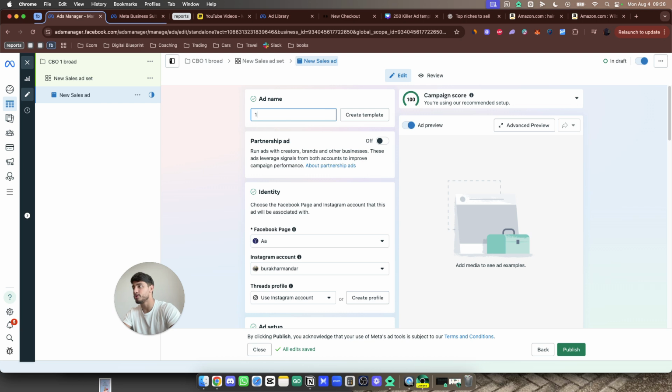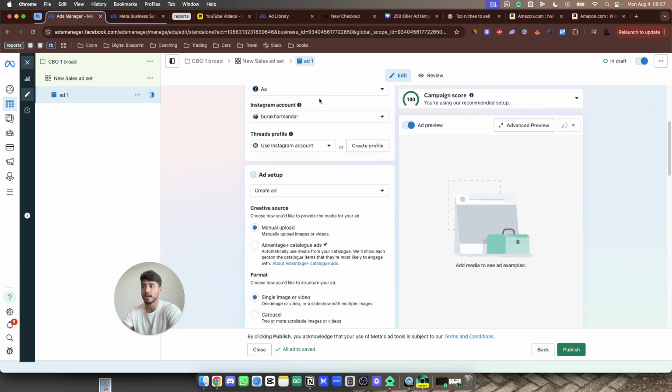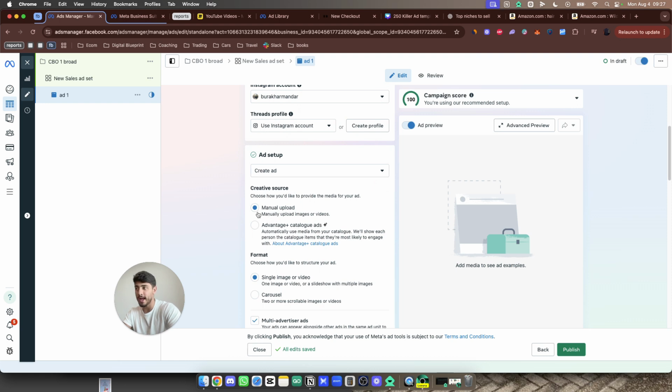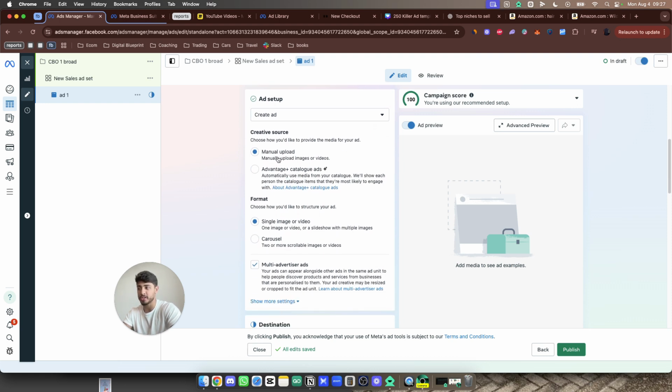Now, what you want to do, you can name your ads 1, or you can name it creative 1 or ad 1, whatever you want to name it, doesn't really matter. I'll basically name it ad 1 or number 1, number 2. You create your ad, you add the pictures that you want in there.